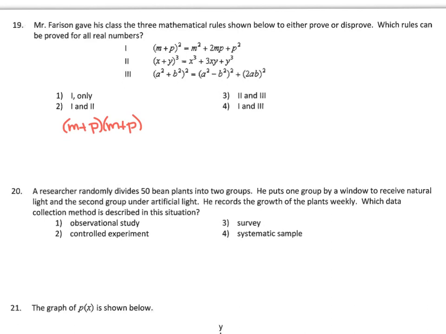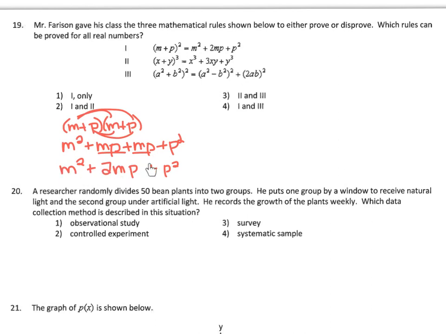Okay, so I'm going to start with the first one. Since this says (m plus p) squared, I just wrote out (m plus p) times (m plus p), and I'm going to double distribute. So I get m squared plus mp plus mp plus p squared. If we combine our like terms, these combine to give us 2mp. So if I bring down the m squared and the p squared, we can see that this matches up with the right-hand side of the equation. So the first rule looks good.